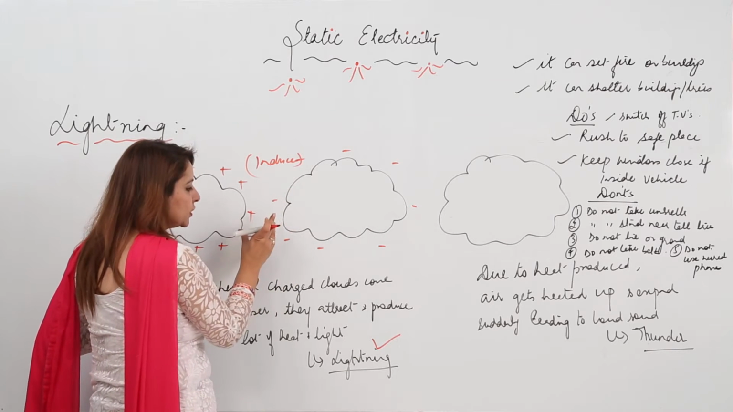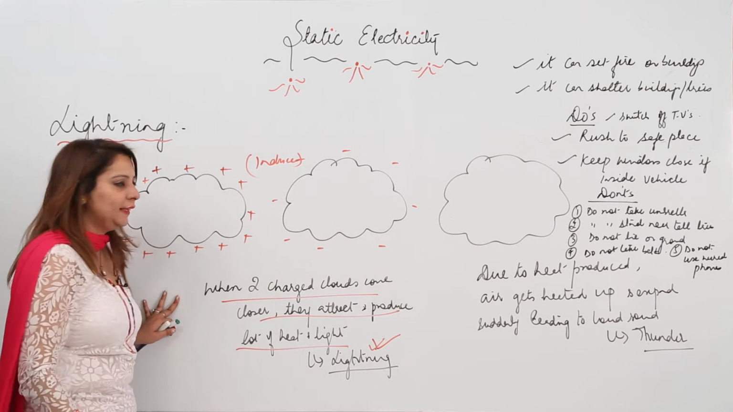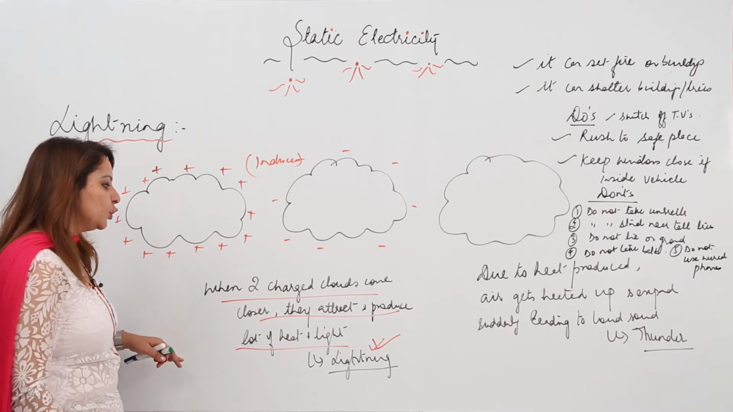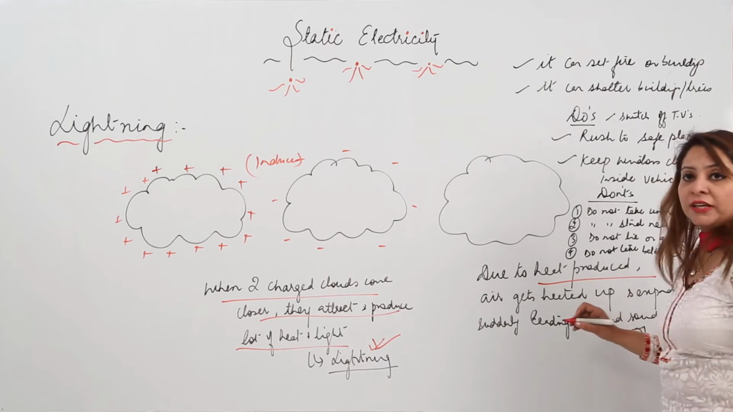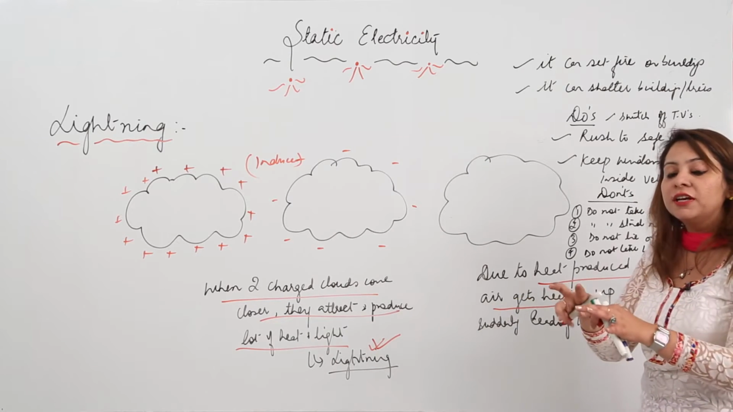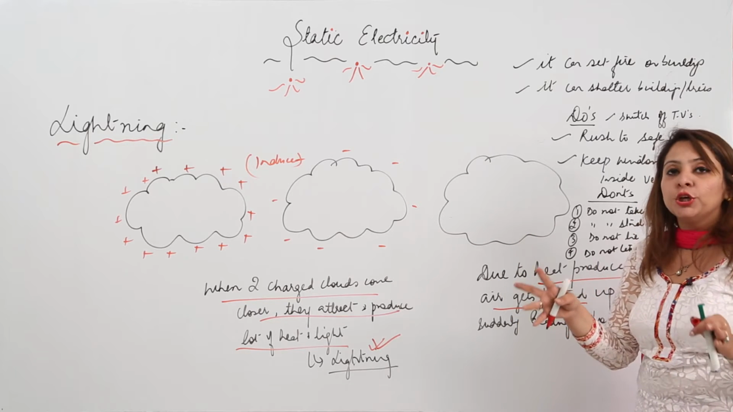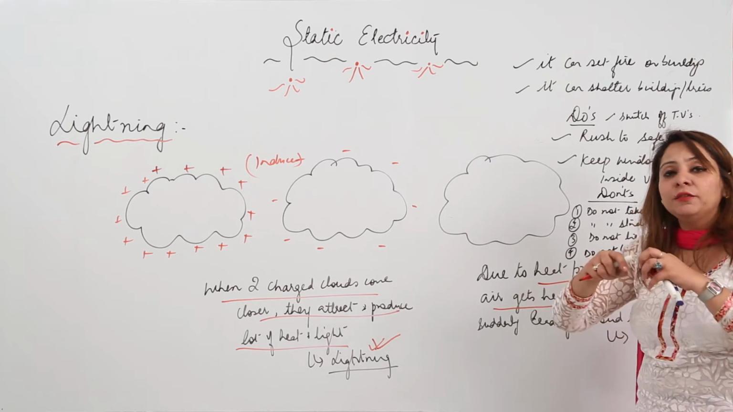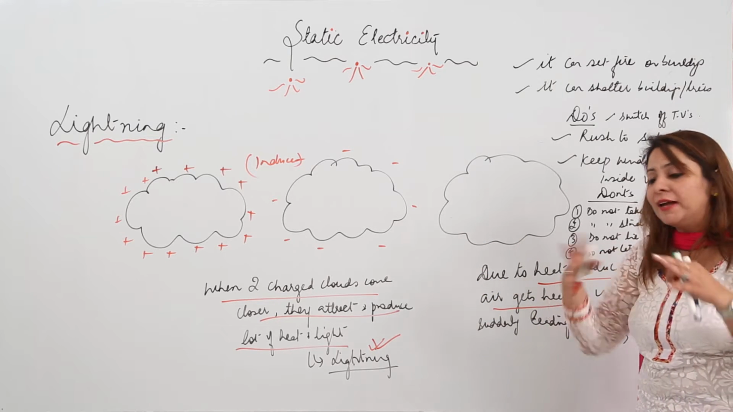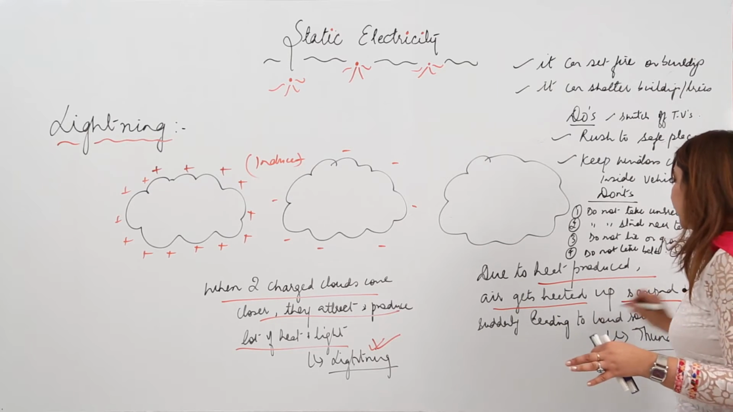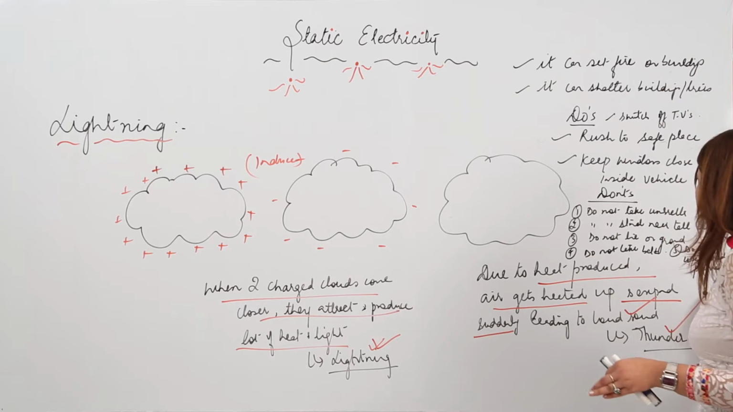So when they come closer, they will attract and produce a lot of heat and light, which is the cause of lightning. Now, how is the thunder caused? Because of the tremendous heat which is produced, the air gets heated. Whenever there is a lot of heat produced when the two clouds come closer, it heats up the air, and we know that on heating, the air expands. So the air expands suddenly, because of heating, which leads to the production of a loud sound in the atmosphere. That is the thunder.